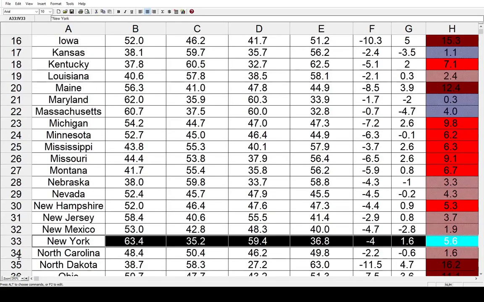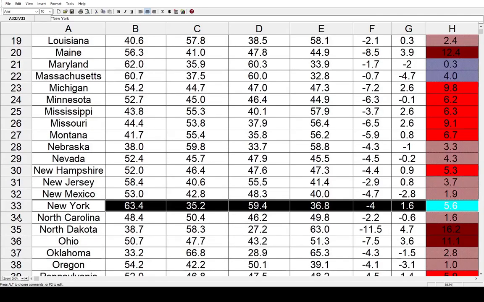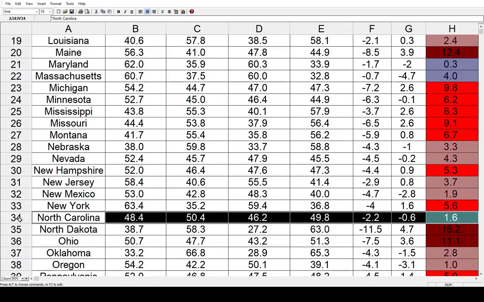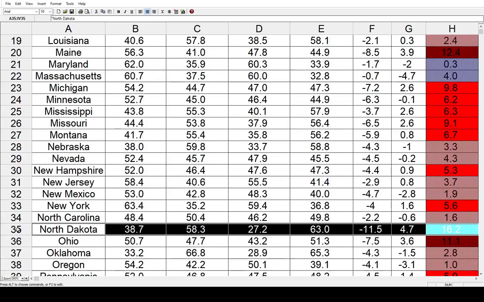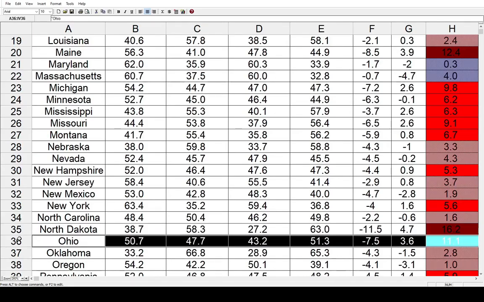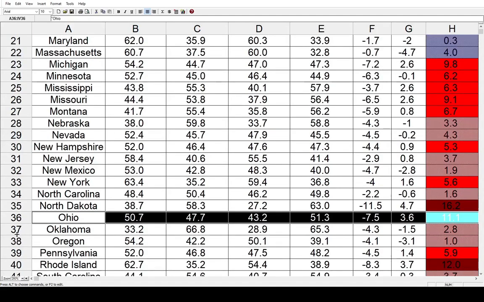New York, that went 5.6% toward the GOP. In North Carolina, that went 1.6%. In North Dakota, big shift there, 16.2% away from the Democrats. Ohio, toward the Republicans by 11.1%. That is a state that Barack Obama had won twice. And ever since then, it has become mostly a red state.